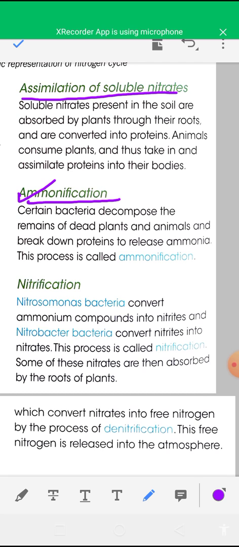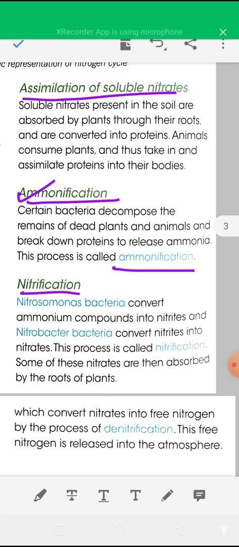Certain bacteria decompose the remains of dead plants and animals and break down protein to release ammonia, and this process is called ammonification. Next step is nitrification.